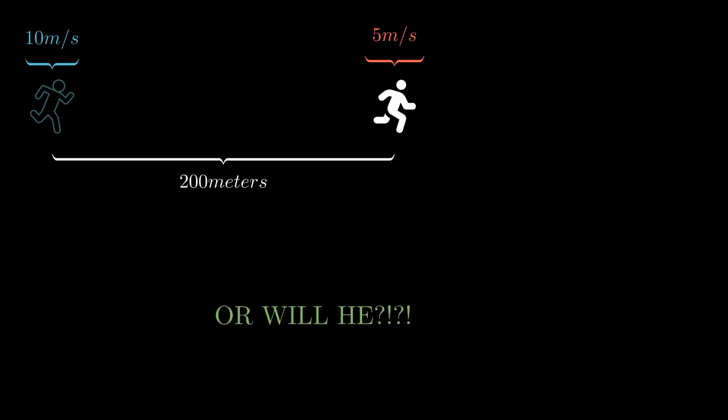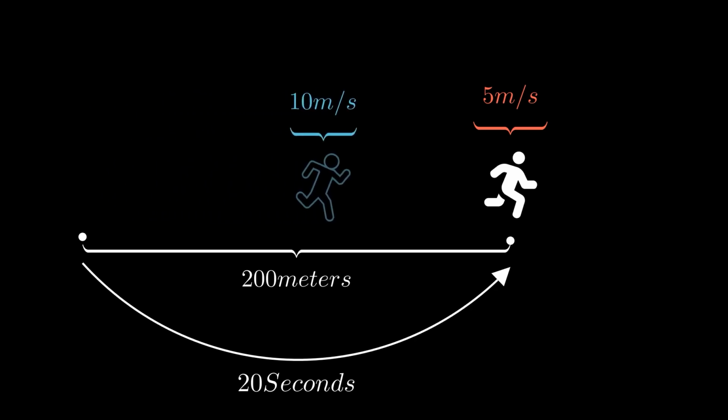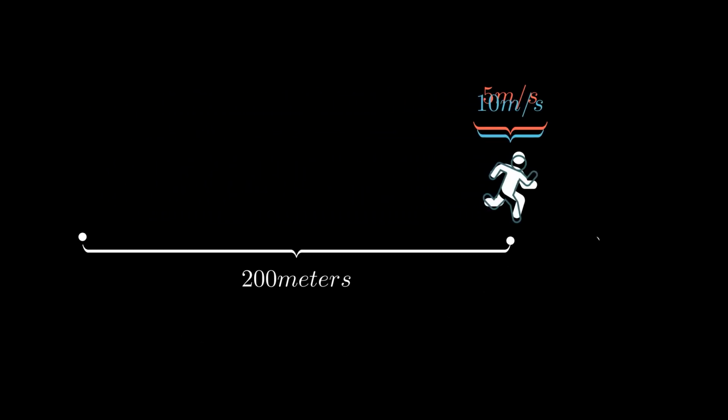Or will he? In general, in order to pass the runner in front of you, you first, obviously, need to reach the position of the runner in front of you. So, for the blue runner, this means he needs to run 200 meters to catch up with the white runner. Because the blue runner is running at 10 meters per second, this will take him 20 seconds.